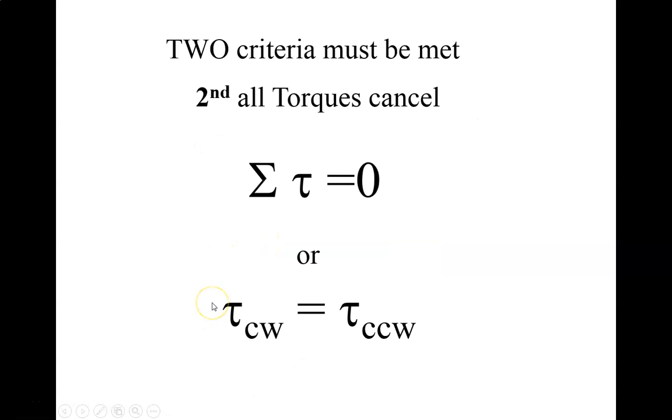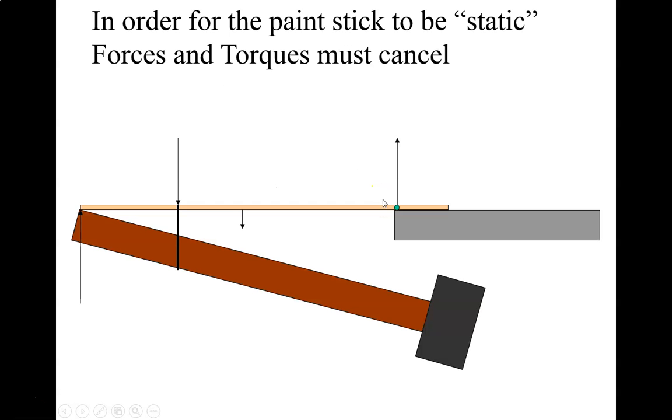The other criterion that needs to be met is that the torques have got to cancel, and there are internal torques and external torques. We're looking at kind of a little bit of both, really. We can say that the torques clockwise equal the torques counterclockwise. Or we can say that the sum of the torques equals 0 if you play the positive-negative game, which I normally don't mess with.